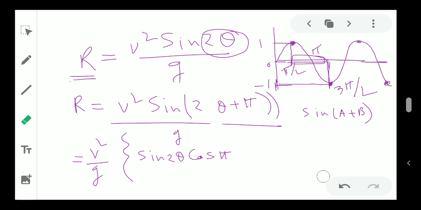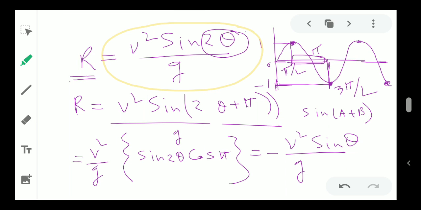So what am I left with? I am left with sine 2 theta cos pi. Now the cos pi value is -1. So I will get v square by g sine 2 theta. Now you can see that again the same thing is coming. That was this: v square sine 2 theta by g, and now I am getting again v square sine 2 theta by g. Again I am getting the same value, but the minus is there.